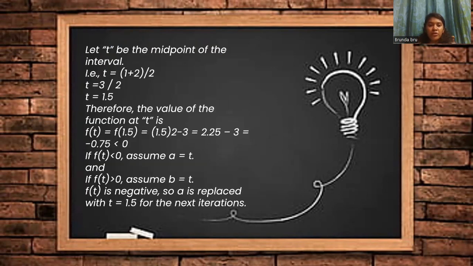Let t be the midpoint of the interval, that is t equal to (1 plus 2) divided by 2, t equal to 1.5. Therefore, the value of the function at t is f(t) equal to f(1.5), that is 1.5 square minus 3, which is equal to minus 0.75, which is less than 0. That is, if f(t) is less than 0, assume a equal to t, and if f(t) is greater than 0, assume b equal to t. f(t) is negative, so a is replaced with t equal to 1.5 for next iterations.